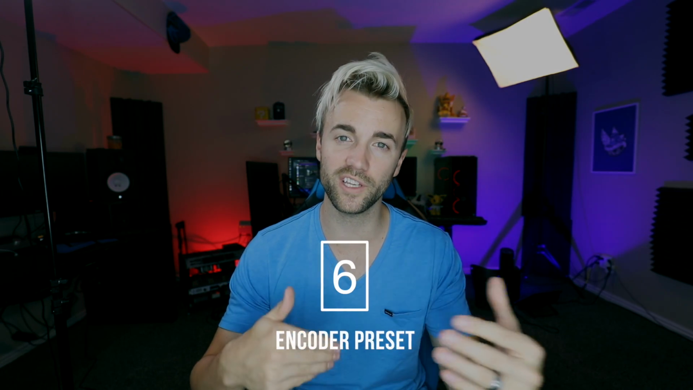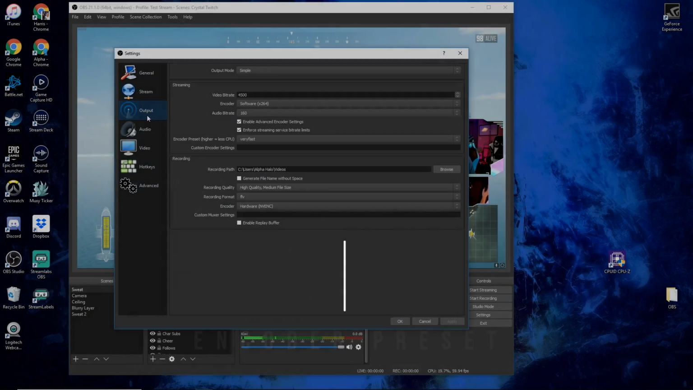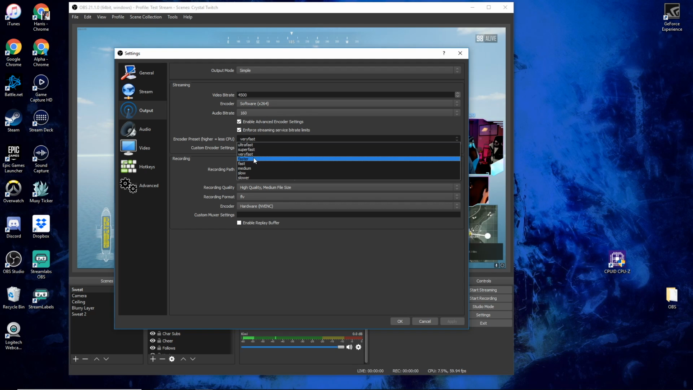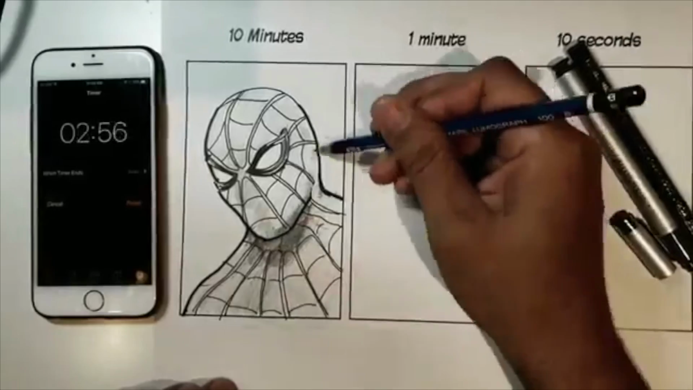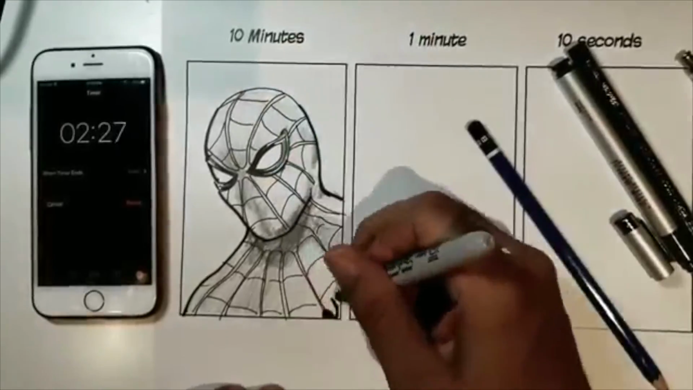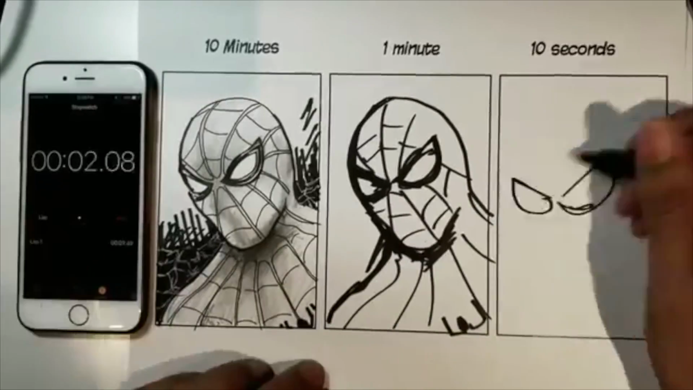Well, if you go to your output settings, you will see something called encoder preset. It'll even say in there higher equals less CPU, and it'll range from ultra fast down to slower. Essentially what this means is how much time the CPU spends on each frame. It's like, have you seen those images of a cartoonist spending a minute on a cartoon frame and then 10 seconds on a cartoon frame? You can see the quality of difference between them.